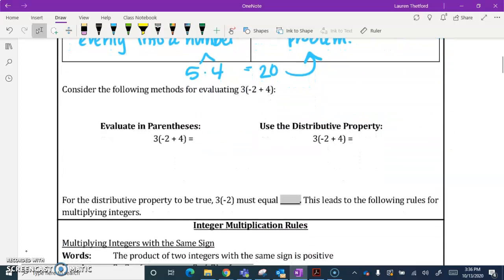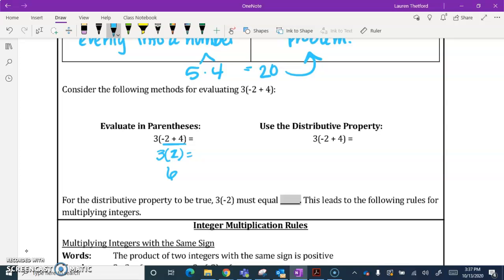All right, so now we're going to consider the following methods for evaluating 3 times the quantity -2 plus 4. It says use the parentheses first, so that means we're going to solve what's on the inside of the parentheses. -2 plus 4, those are different signs, so we know that we subtract. So 4 minus 2 is 2, and it's going to be positive because 4 is bigger and it is positive. Then I keep my parentheses, and I'm going to multiply 2 times 3, and 2 times 3 is 6.